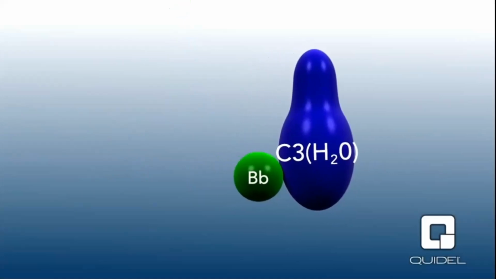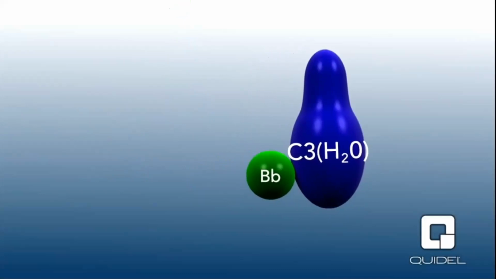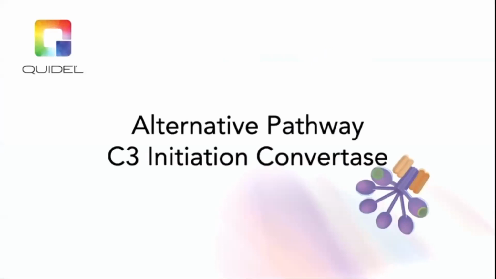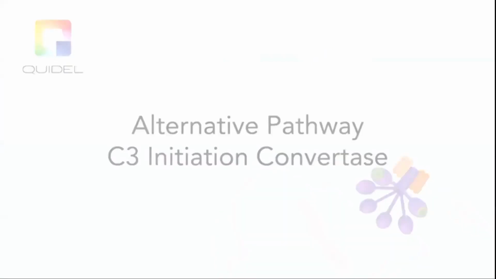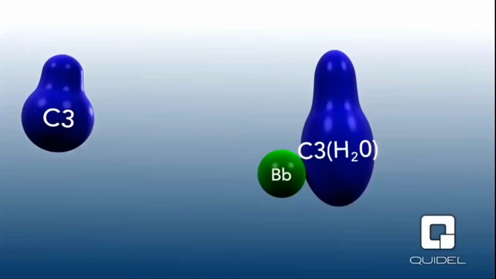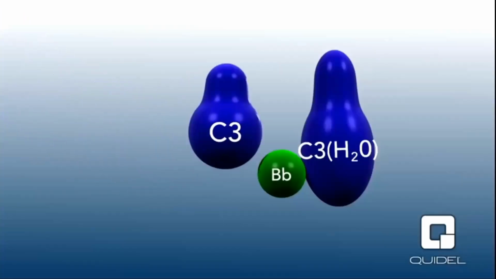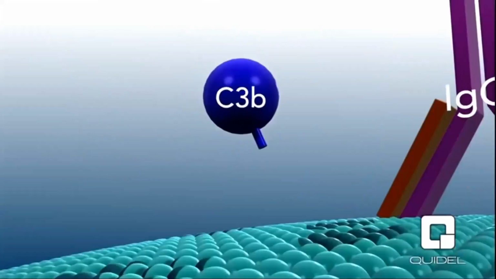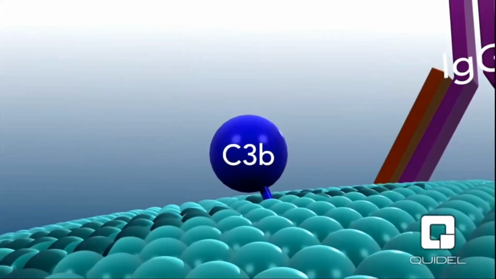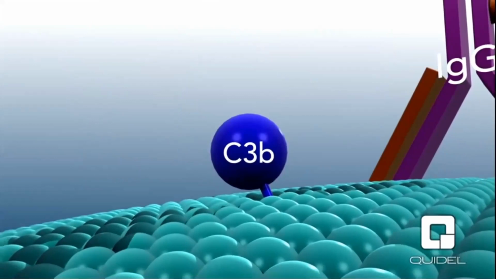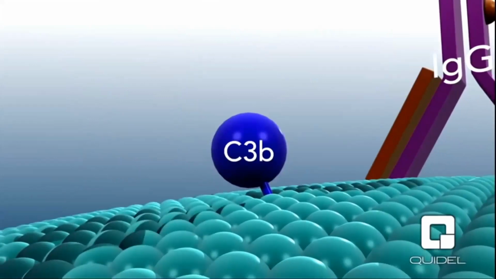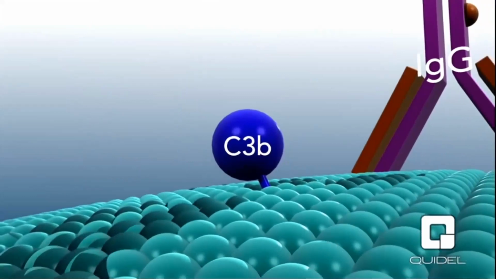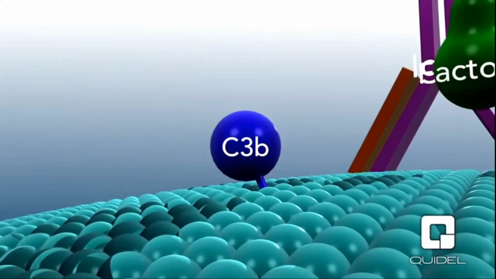Now C3 water BB is what? This is the C3 convertase. Now what will happen? Alternative pathway C3 initiation convertase is formed. So the alternative pathway will be initiated now with the help of the C3 convertase. When a C3 comes and binds to it, it is again cleaved into C3b and C3a. Now C3b will move and attach itself on the microbial surface. The blue color thing you see below is the microbial surface on which the C3b has bound itself. So that is, complement fixation has occurred.